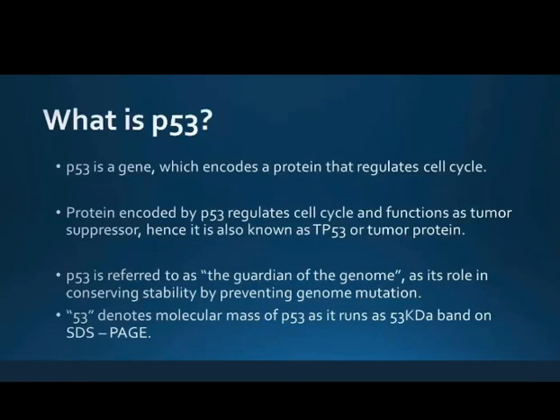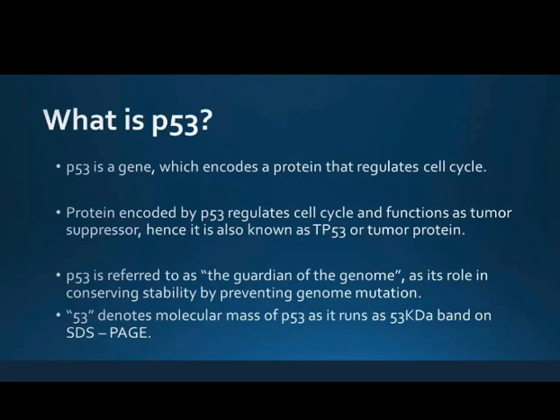My topic is p53, also known as tumor protein 53, cell tumor antigen or transformation related protein 53. So firstly, what is p53? p53 is a gene which encodes a protein that regulates the cell cycle. The protein encoded by p53 regulates the cell cycle and functions as a tumor suppressor, hence it is also known as TP53 or tumor protein.